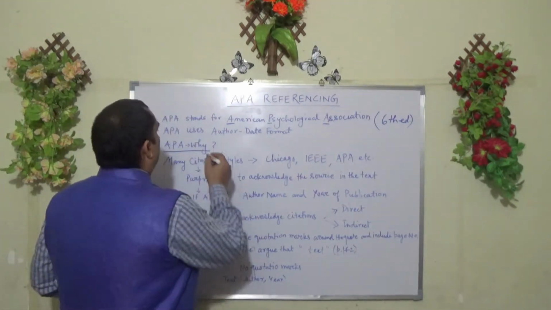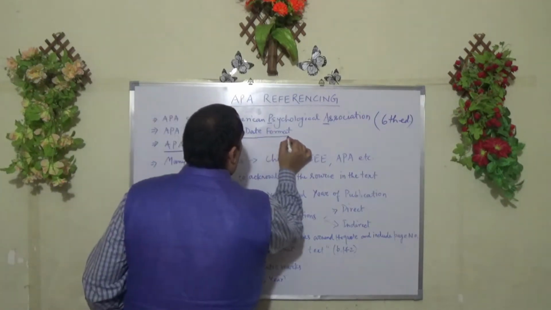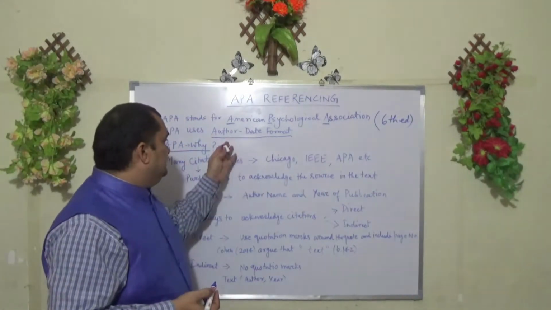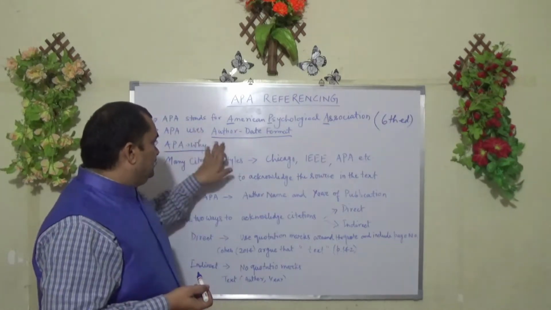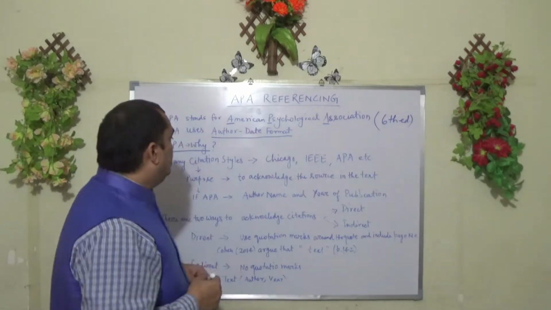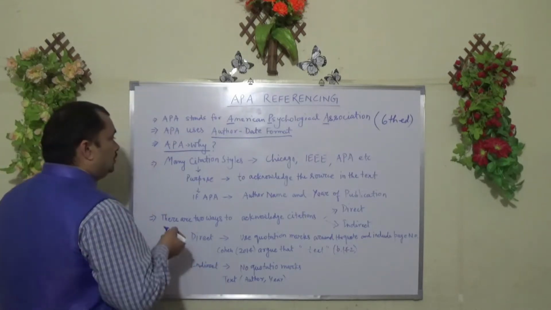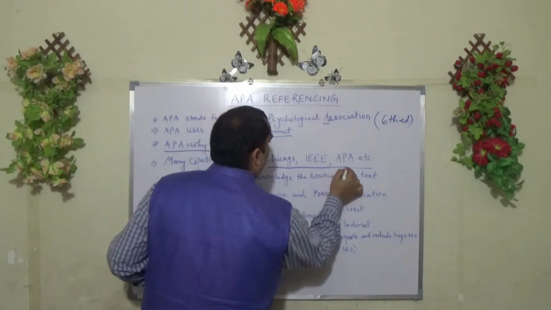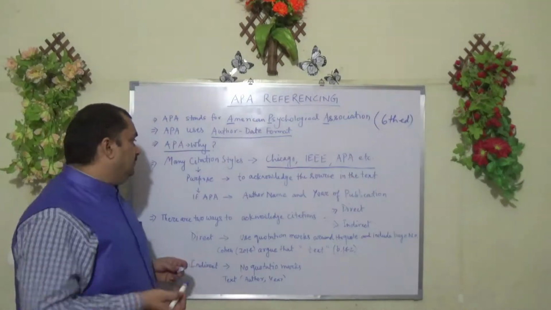This is very important to know: APA uses the author and date format. I mean to say that it is supported by the author name and also when it was published. So we make sure that these two pieces of information are added while adding the citation in our research article. We are already aware of different citation styles like Chicago, IEEE, APA, and there are many more.